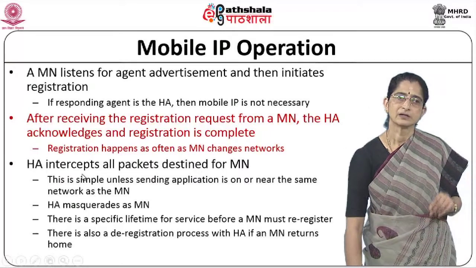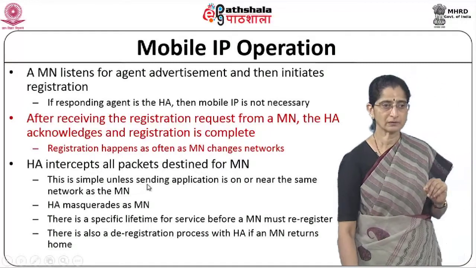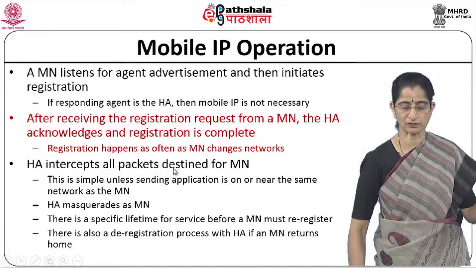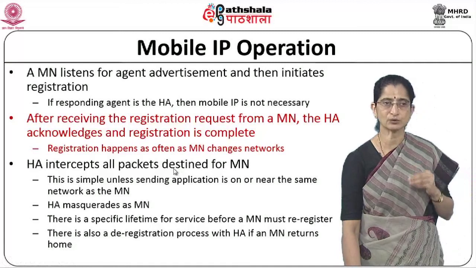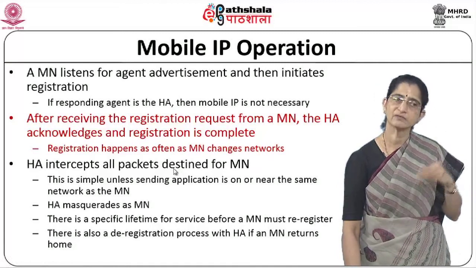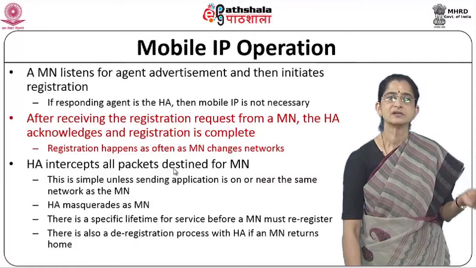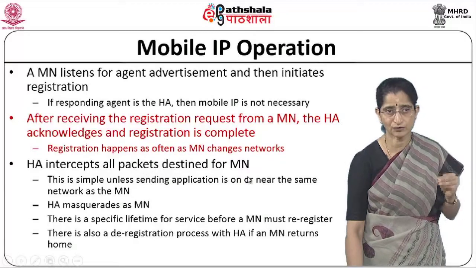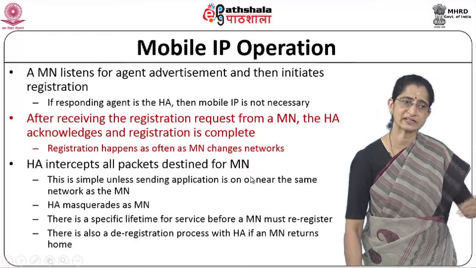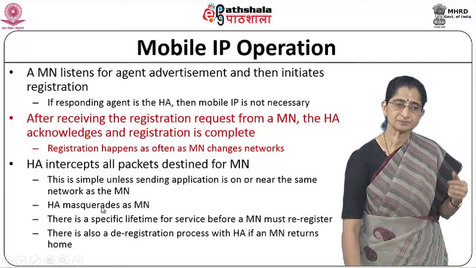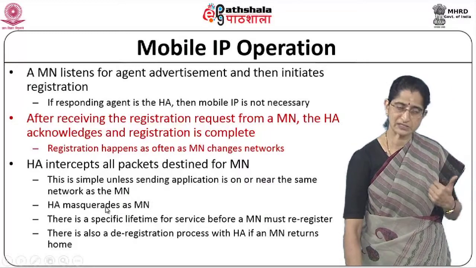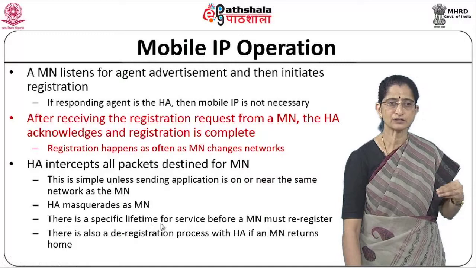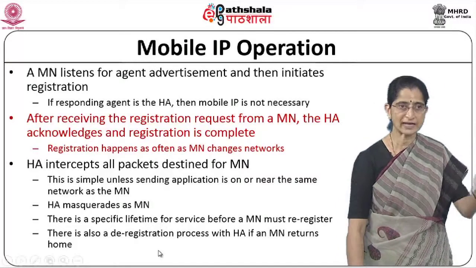Now what the home agent will do is, remember the permanent address of the mobile node is that of the home network. So all packets sent to the mobile node's permanent address will actually be sent to the home network address. The home agent will intercept all the packets which are destined for the mobile node, because they will come to that particular network. It will masquerade as the mobile node, which means it takes that packet and then sends the packet to the foreign agent, to the care of address that is specified.